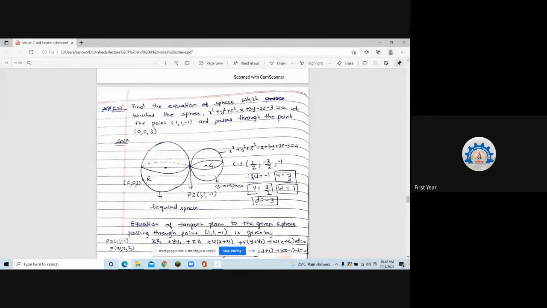Tell me what concept you are going to use. Try to imagine and tell me. We are going to make use of the concept that we have studied. We are going to use S plus lambda U is equal to 0. That's the hint. So tell me how you are going to get the plane.